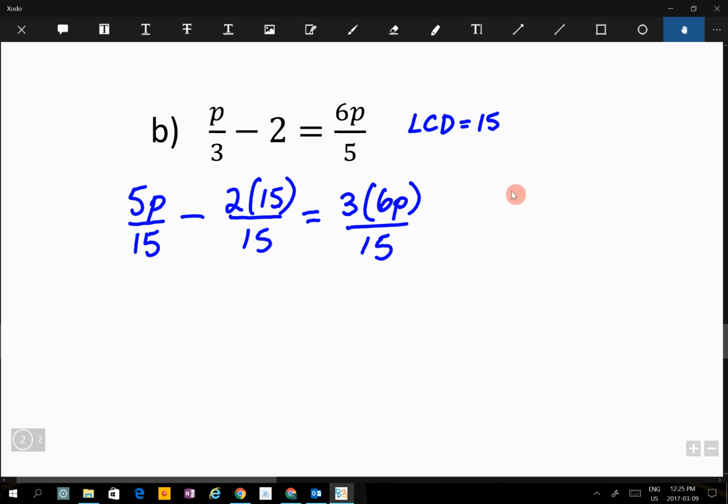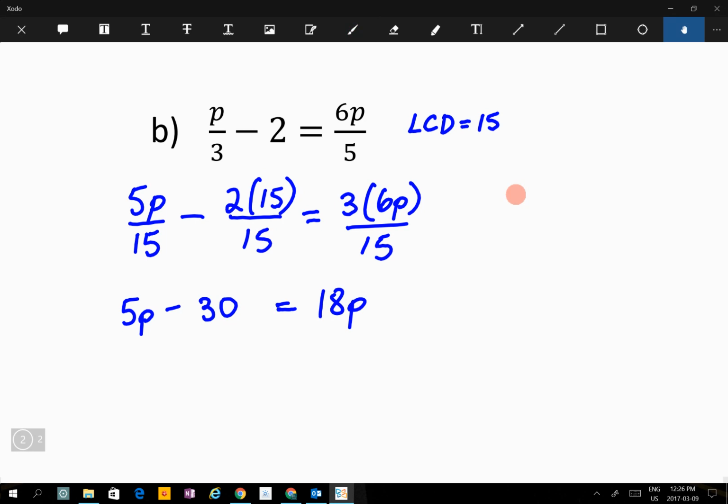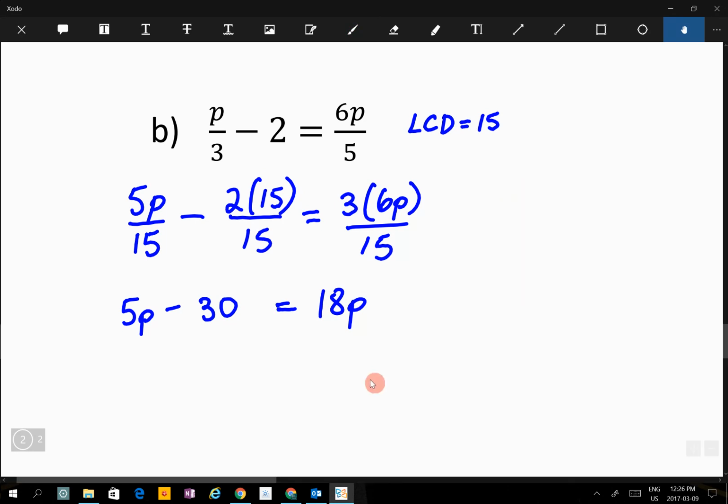So this reduces to 5p minus 30, and that equals 3 times 6, which is 18p. Now I have an equation with a variable on both sides. So I have to reduce this. I can do it by subtracting 5p from the left, as well as subtracting 5p on the right. So these two cancel. I have negative 30 equals 13p.